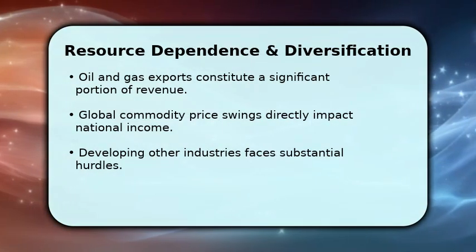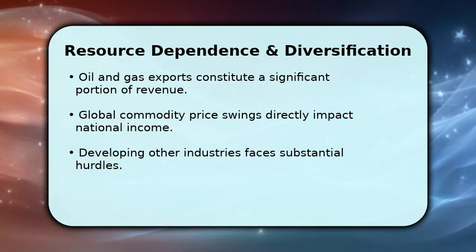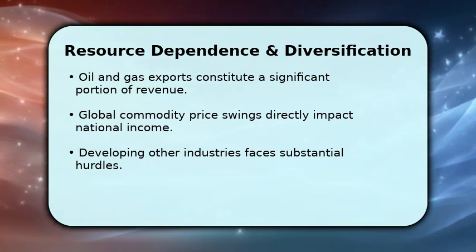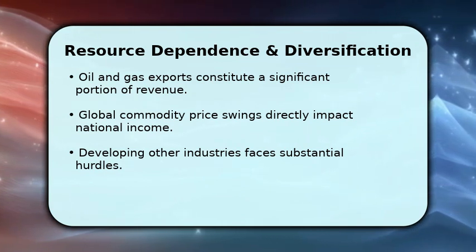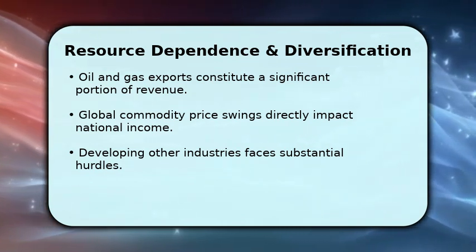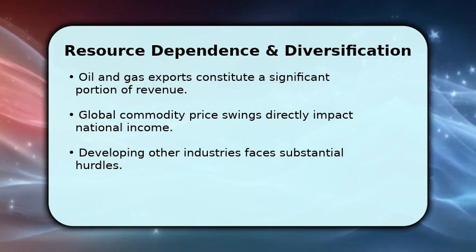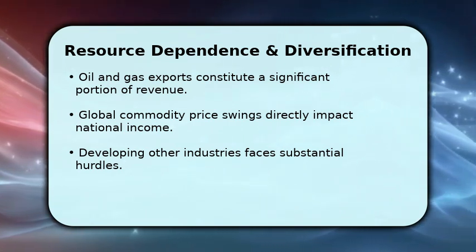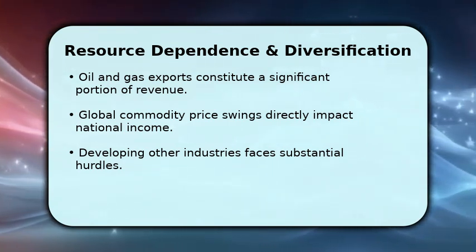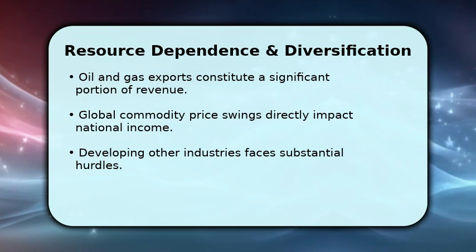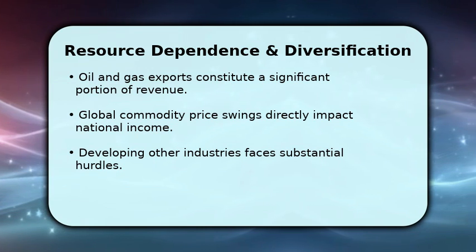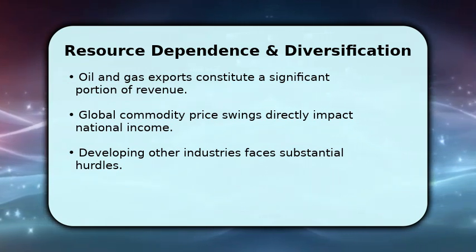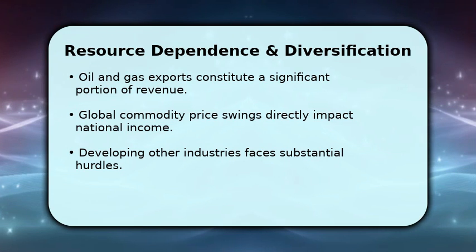Russia's economy is heavily tied to its vast natural resources. Over one-third of its government revenue often comes from oil and gas sales. This dependence means that when global oil prices drop, the national budget and overall economic health suffer significantly. While there's potential in other sectors, like technology or manufacturing, developing these industries to a competitive global standard has proven challenging, limiting broader economic growth.